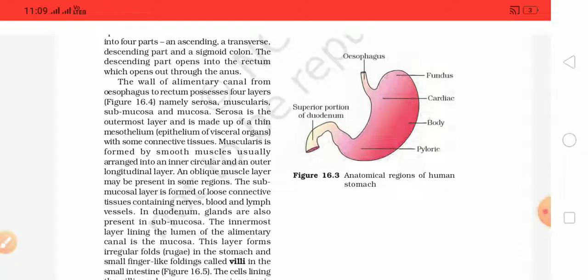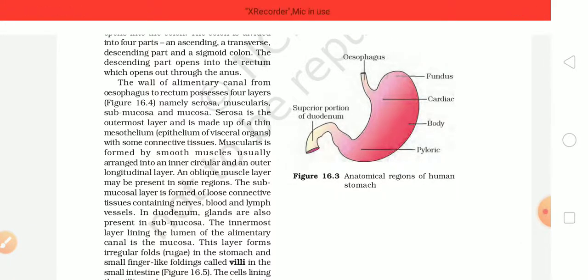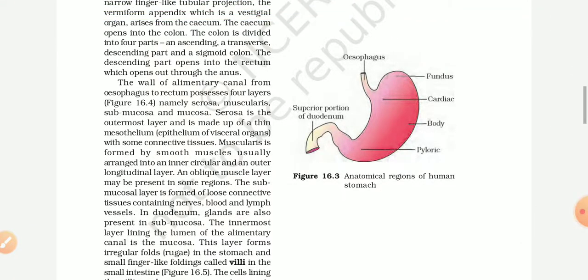So we'll again see that paragraph. The wall of the alimentary canal from the esophagus till the rectum possesses 4 layers, called serosa, muscularis, submucosa and mucosa. The outermost layer is called serosa. This is made up of mesothelium and some connective tissues. Mesothelium is the epithelium of visceral organs.